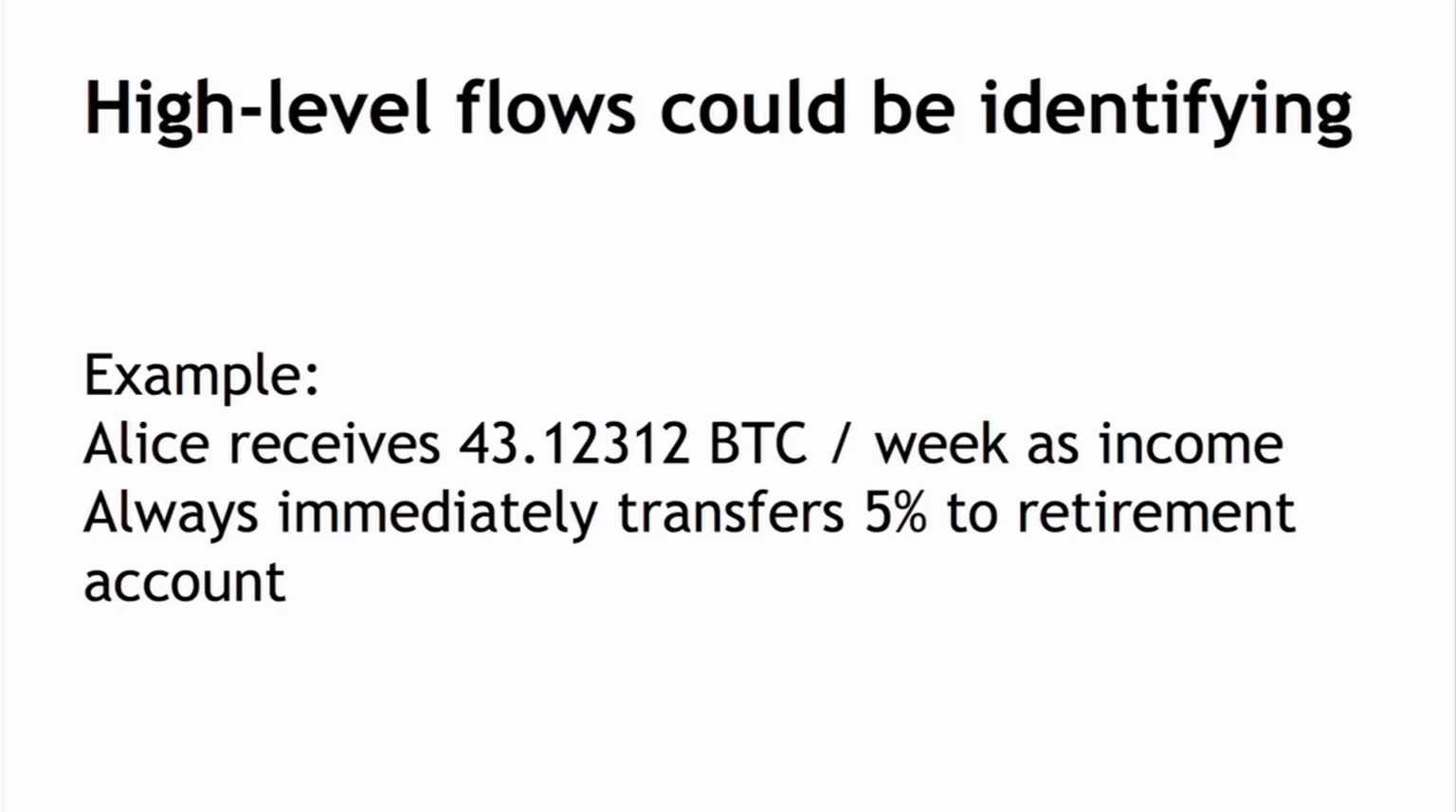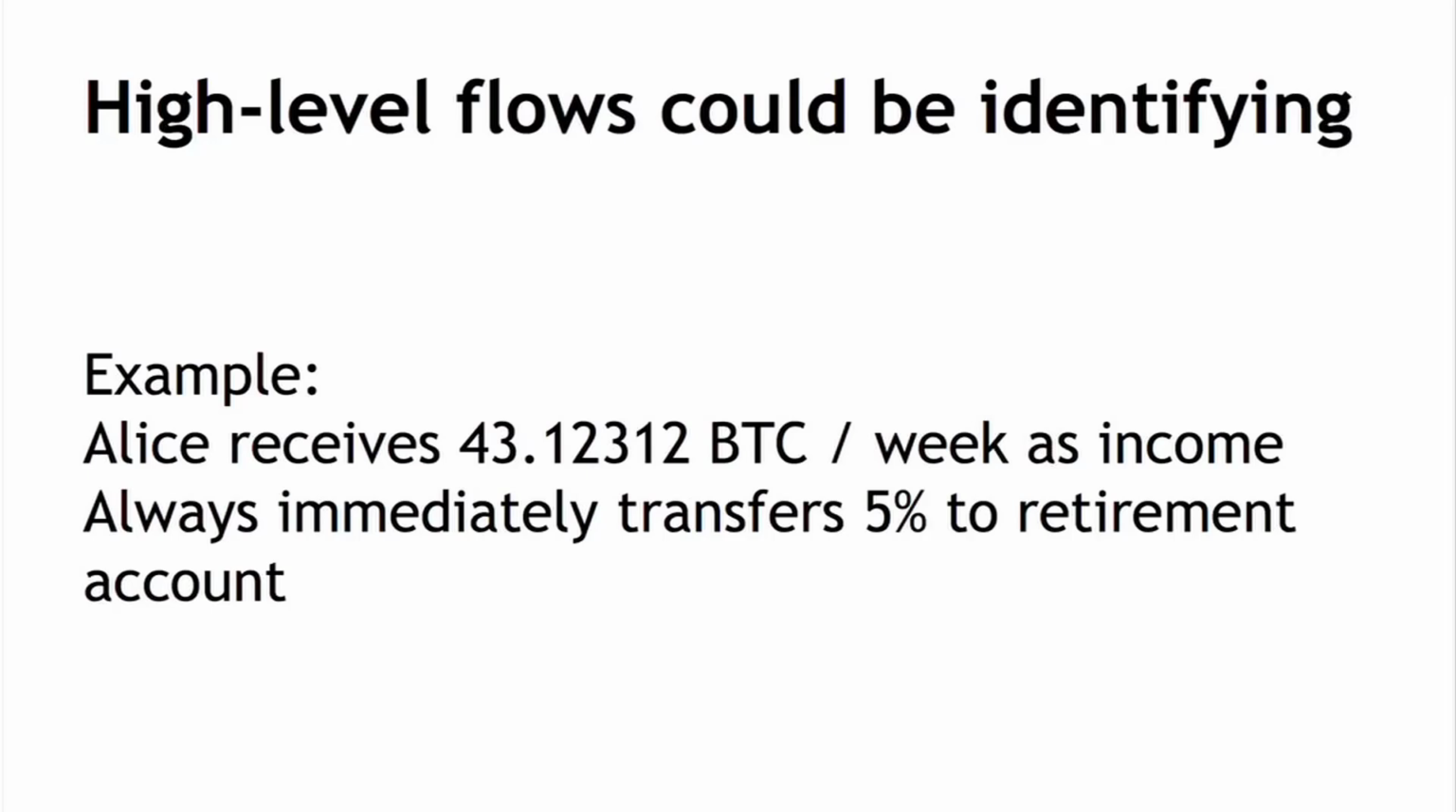Right? So think about the patterns that will be visible on the blockchain here. No matter what she does to obscure the link between the address at which she receives her income and the address to which she transfers to her retirement account, the patterns here are going to be uniquely identifying because this is a very specific value, and the 5% of that is also going to be a specific value, and there's also a timing pattern. Every time money appears here, every time money goes to this address as well. So this is a problem. How do we protect ourselves from this?